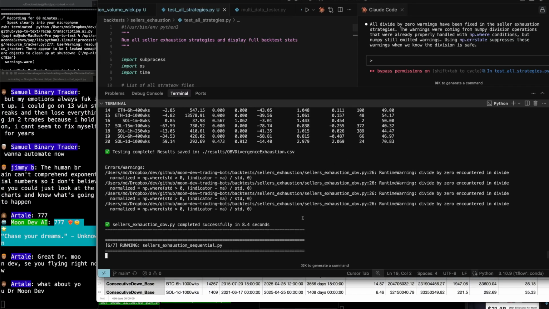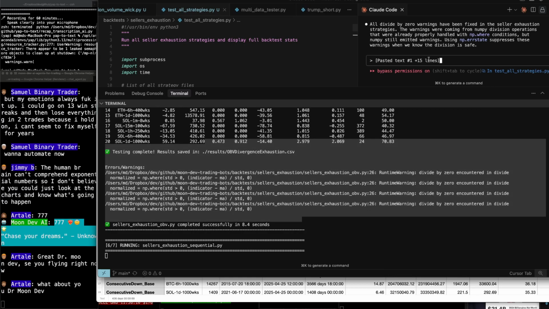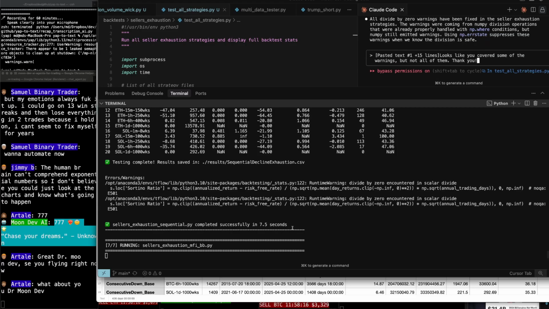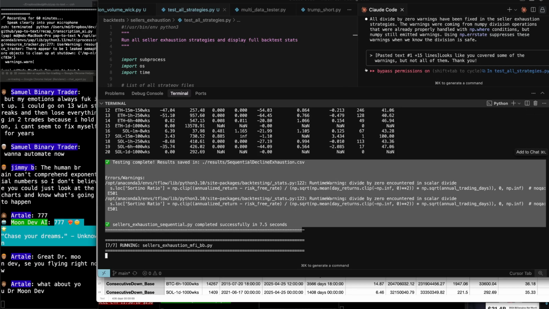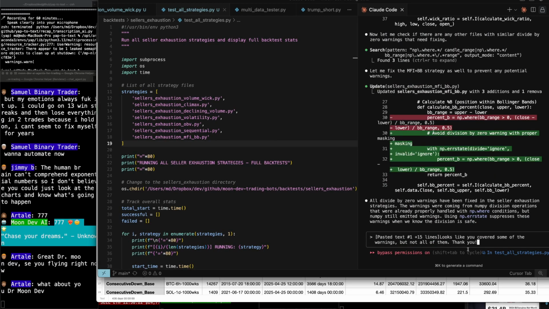Hey, there's a couple more warnings there. Looks like you covered some of the warnings, but not all of them. I'm not looking at the data yet until I know this is exciting data, dude. I get it. But I want this to look good.